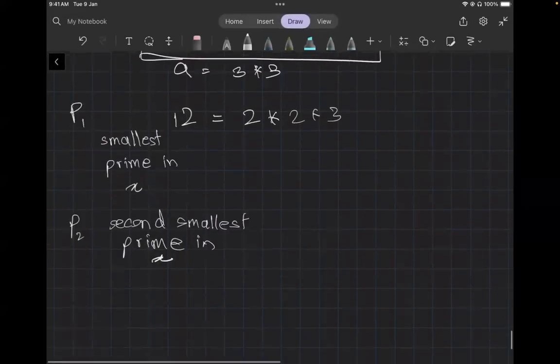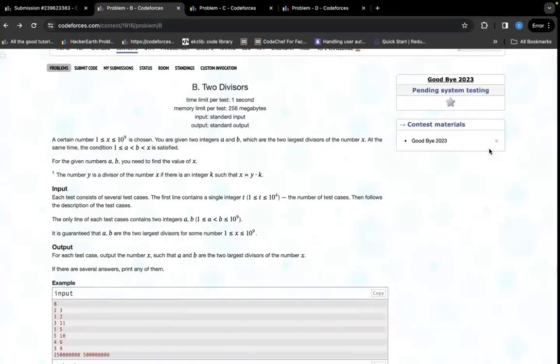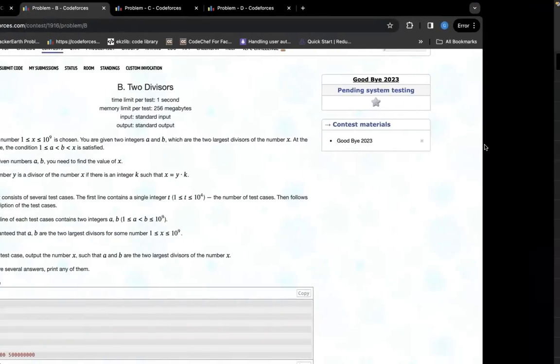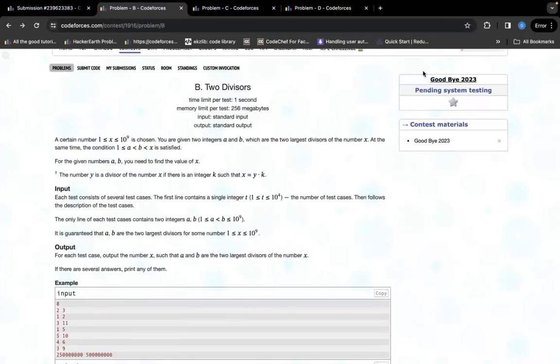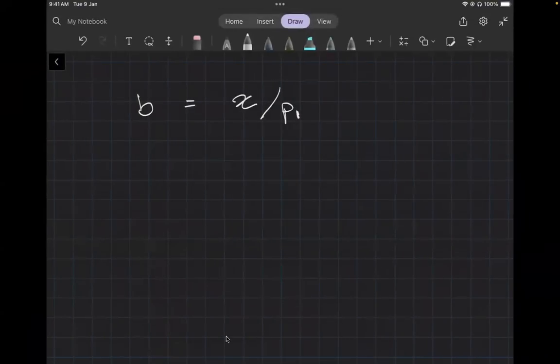Now, if this much is clear, can I say that b is nothing but x divided by the smallest prime? We have to remove something, no? So what will we remove from x? We will remove the smallest prime from x. Then we will get b. Isn't this true? Is this much clear, guys?